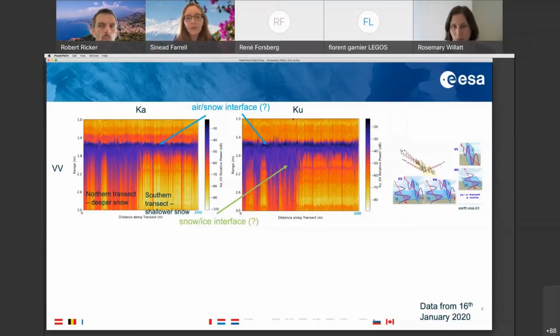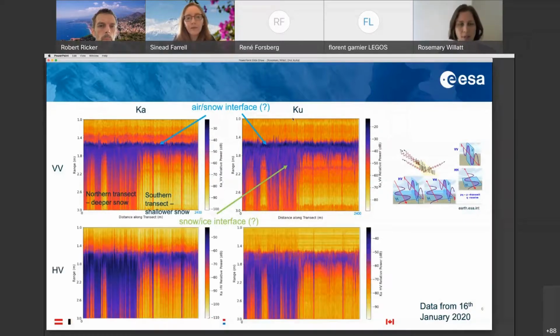Now let's look at the cross-pol data. For this one, I've used HV, and I should have said that the VV look very similar to the HH, so I've used VV as just an indication of the copol, and similarly, the HV look very similar to the VH, so I've used HV as an indication for cross-pol data. Looking at these bottom two panels and the cross-pol data, we can see that what now appears to be the dominant scattering surface is the snow-ice interface.